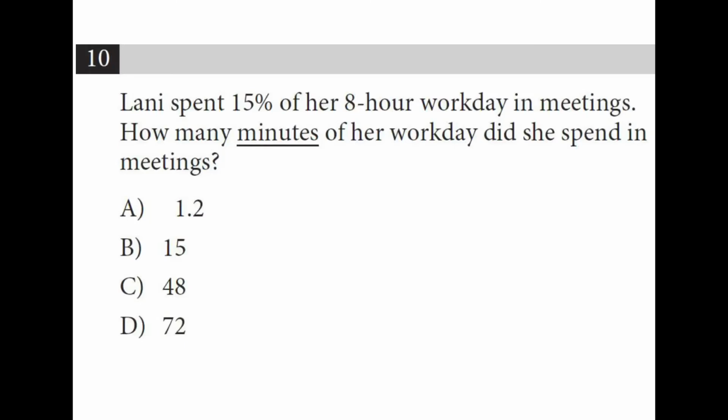So if we spent 15% of an 8-hour workday, we can take 8 times 0.15, and that'll give us the number of hours, and then we'll multiply by 60 to give us the number of minutes, which equals 72.